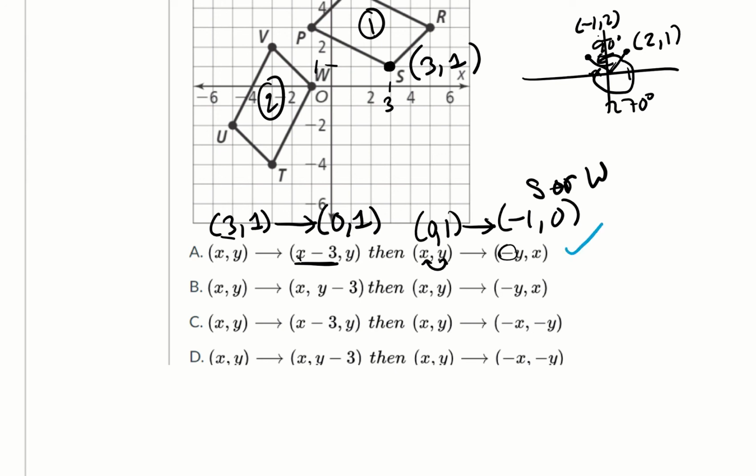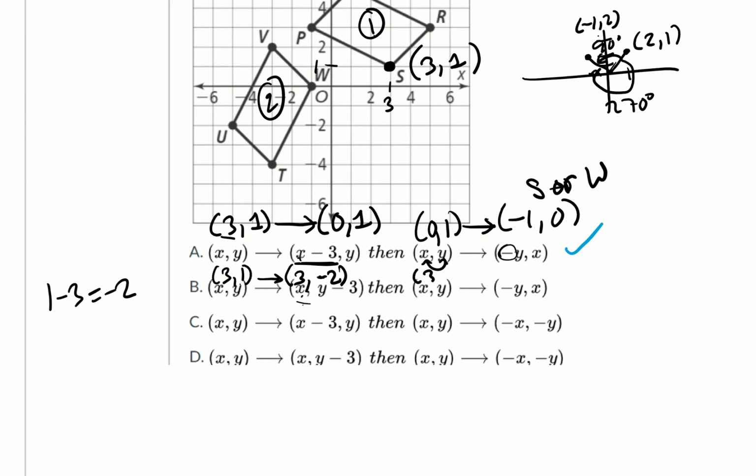So this might be it, but I'm going to double check with the other answers just to be on the safe side. So let's look at the second part, B. (x, y) transforms into (x, y minus 3). So if this were 3, 1 and I transform it, x is going to be the same, which is 3. And y is going to be decreased by 3, and y is 1, so we do 1 minus 3. 1 minus 3 is negative 2. So this is going to be negative 2.